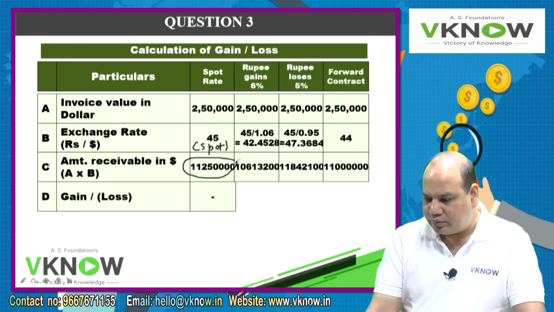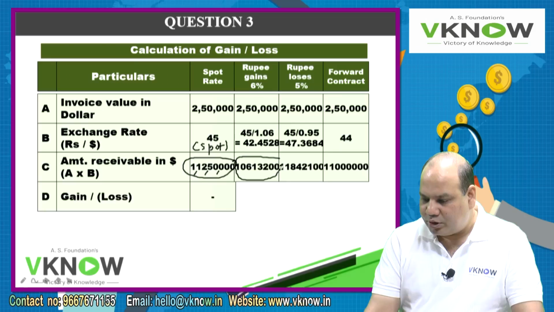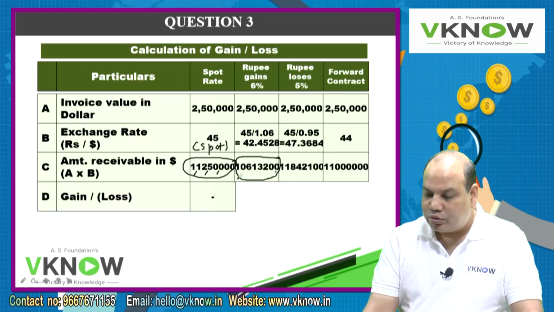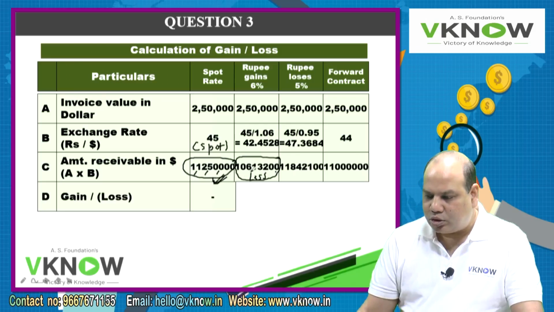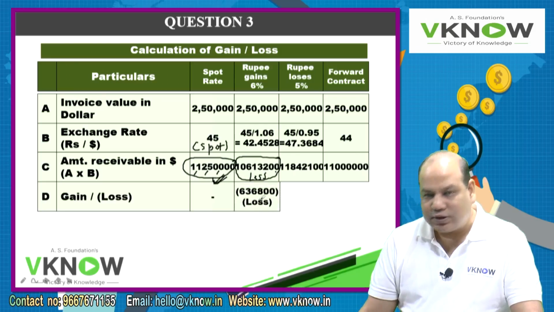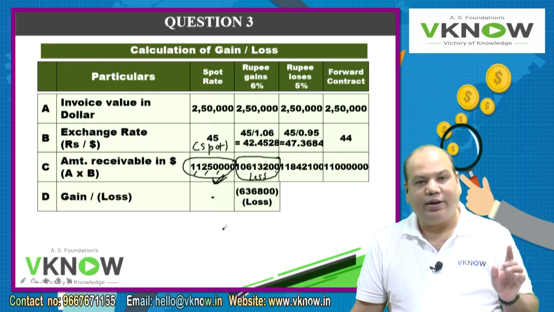At spot rate, the exporter was supposed to receive 1 crore 12 lakh 50,000. Suppose he does not hedge and rupee gains. Rupee gains, he will receive 1 crore 6 lakh 13,200. He receives less than what he was expecting. So there is a transaction loss. 6 lakh 36,800. Exporter will always lose if home currency appreciates or foreign currency depreciates, because he will get lesser rupees.